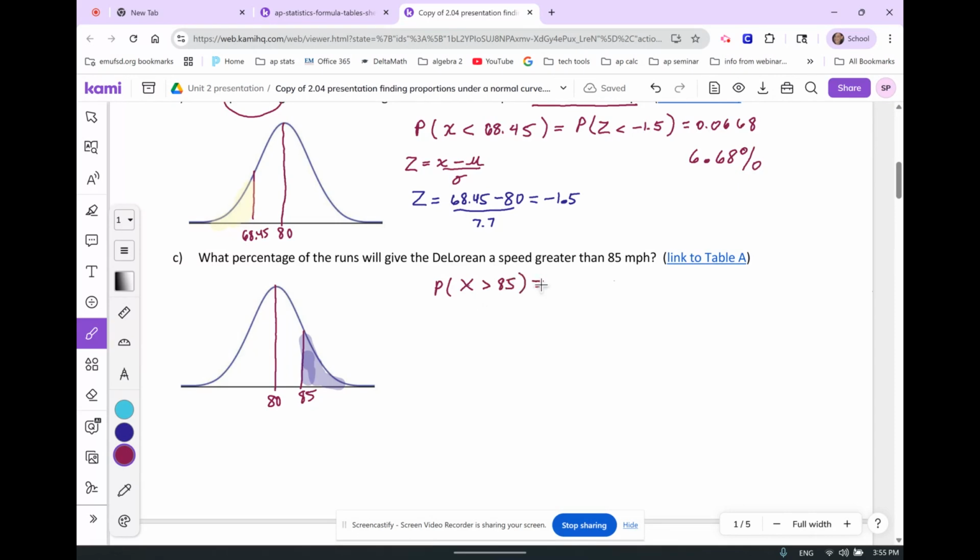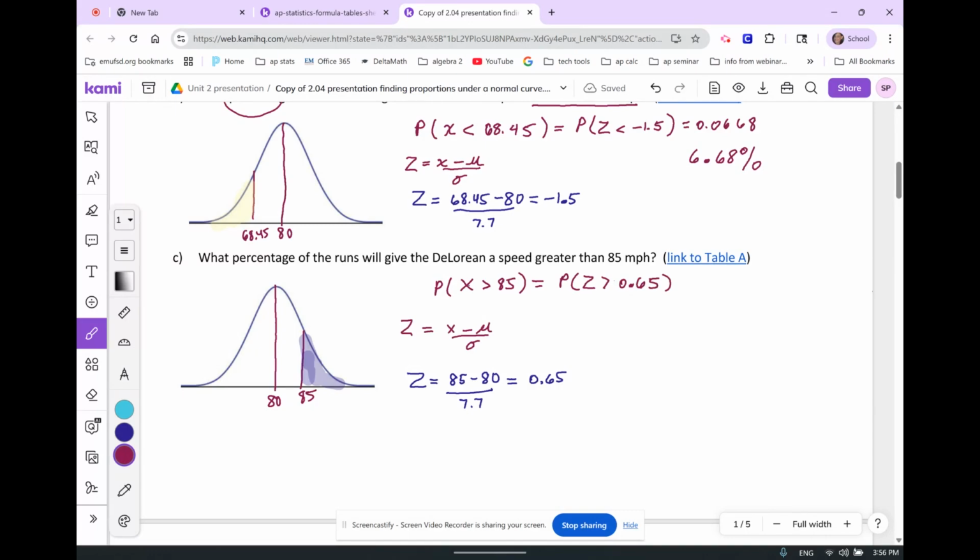I know I'm going to have to convert that to a z-score using the z-score formula, which again you need to memorize no matter what. So when I plug in, I get 85 minus 80 over the standard deviation of 7.7, and that turns out to be 0.65. The z-scores in the table are always to 2 decimal places. Okay. So we're finding the probability that z is going to be greater than 0.65.